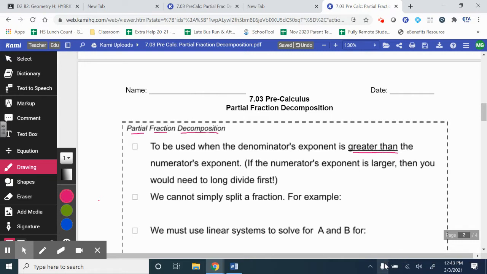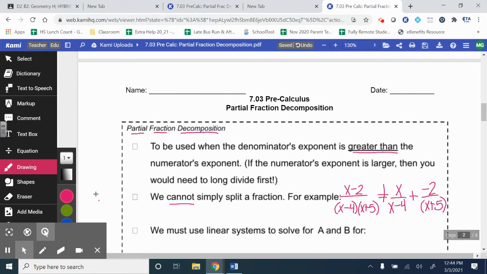We cannot simply split a fraction. So let me show you what I mean by that. If I took x minus 2 over, say, x minus 4 times x plus 5, I cannot just say that is equal to taking the x over x minus 4, so part of my denominator, plus the negative 2 over the x plus 5. Those are not equal. It does not work out.